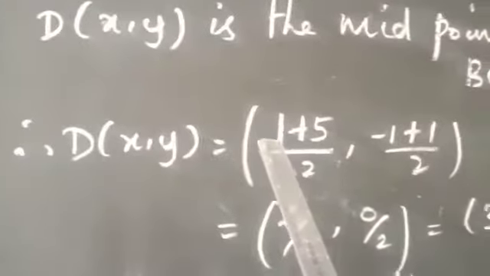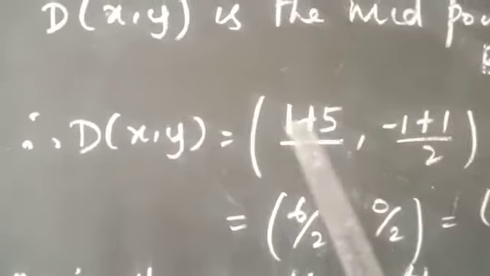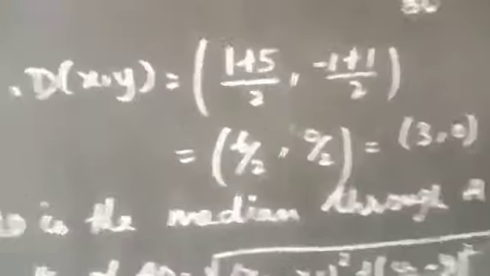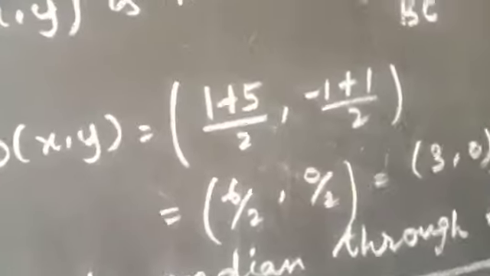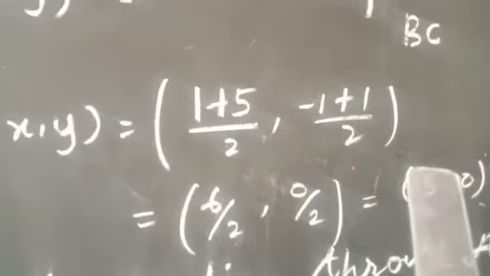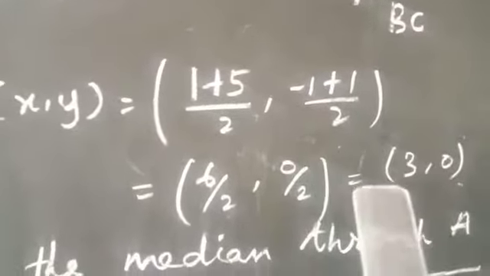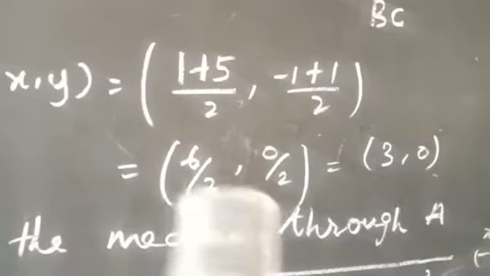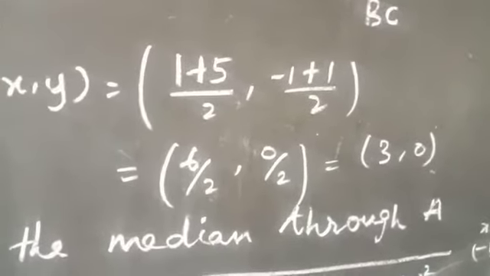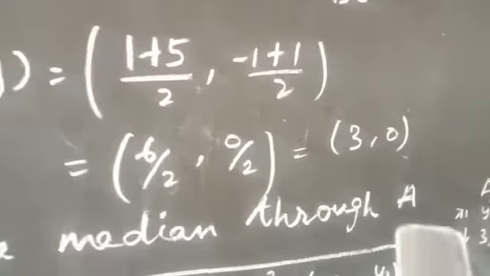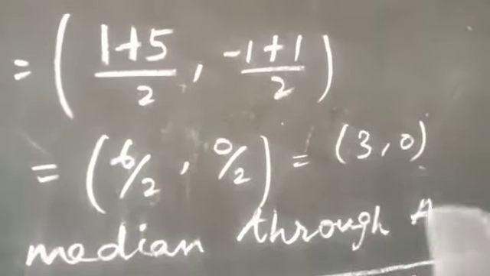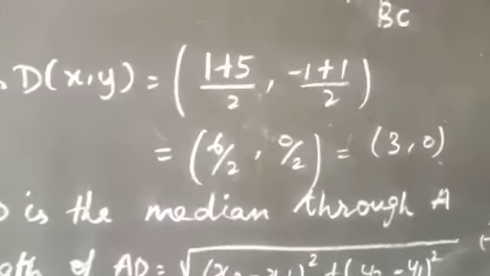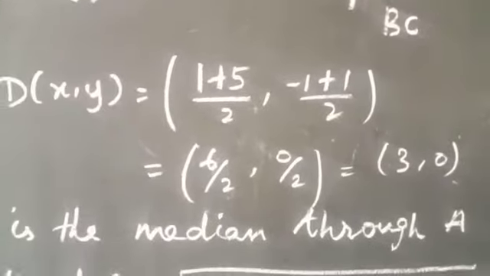So x1 is 1 and x2 is 5, so (1 plus 5) by 2. y1 is -1 and y2 is 1, so (-1 plus 1) by 2. So 6 by 2, 0 by 2. 6 by 2, we cancel using the 2 table, then we get 3, 0. So the point D is (3, 0).